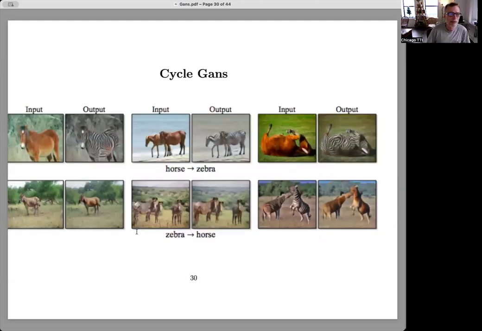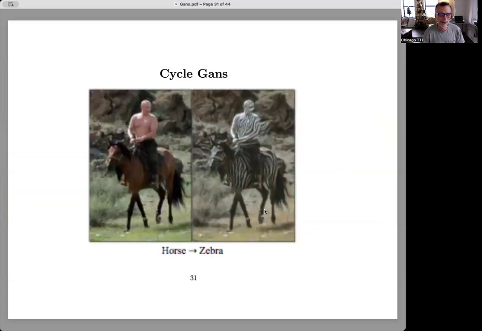So here we have the image translation, right? So we've trained a model to convert a horse to a zebra. We've trained a model to convert zebras to horses. But it doesn't always work. I mean, everything has its problem. This is horse to zebra applied to Putin riding a horse. And we can see that there's a problem here.